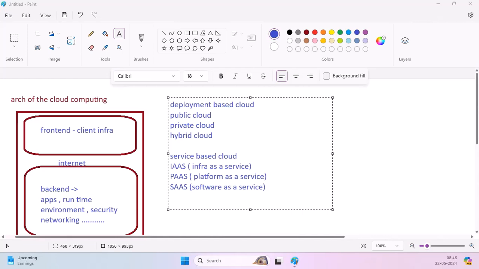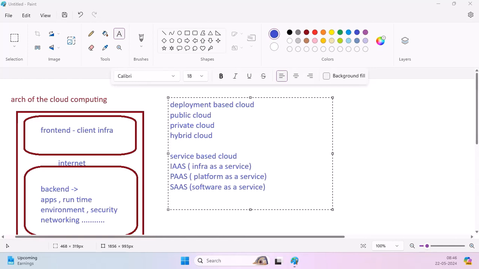And then also the service-based cloud, the IaaS, infrastructure as a service, is a form of cloud computing that provides virtualized computing resources over the internet. IaaS providers offer services such as storage, networking, and virtual machines on a pay-per-use basis. Examples include Amazon Web Services, AWS, Microsoft Azure, and Google Cloud, GCP.